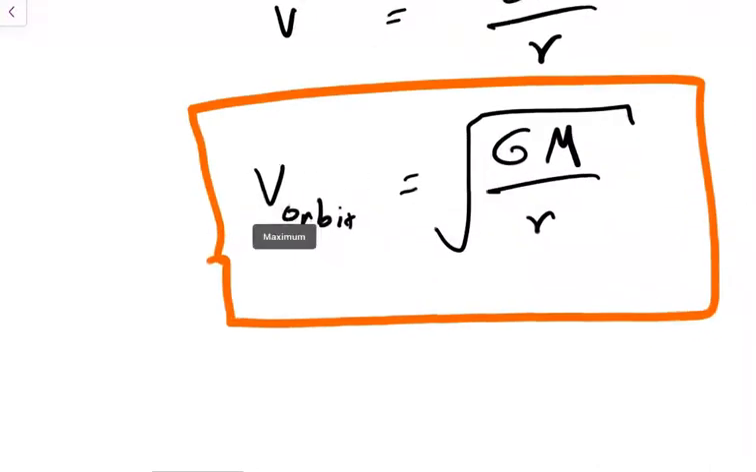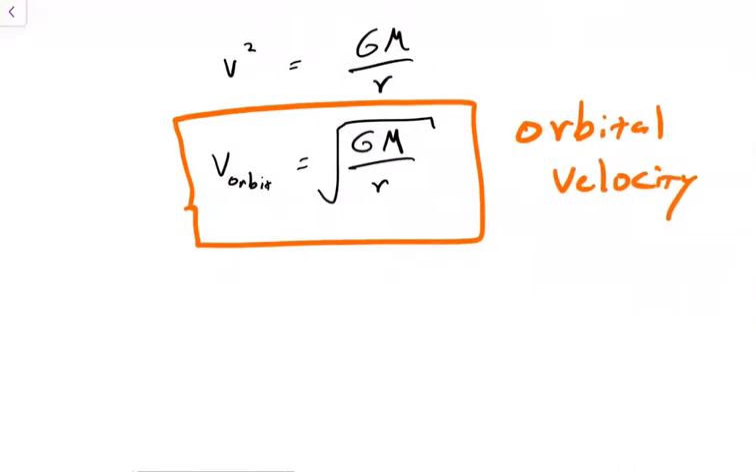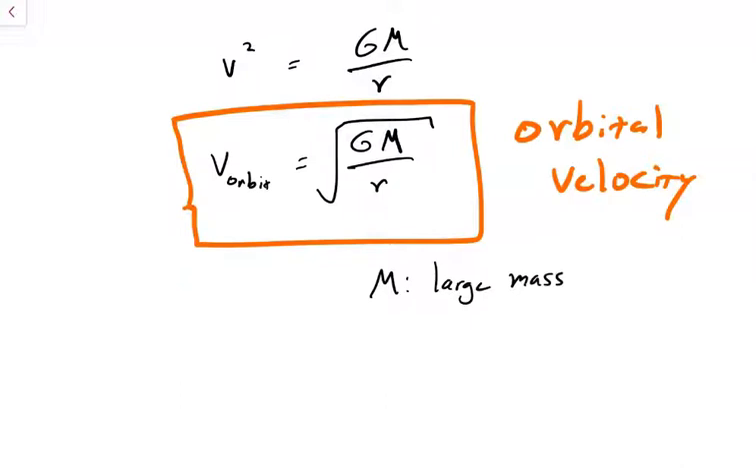And that's why I wrote in a little v orbit right there. What's important to note is that this orbital velocity does not depend on the mass of the object orbiting. The only thing that v orbit is proportional to is the square root of M over r. M being the large mass that the object is orbiting, and r, which is their separation.